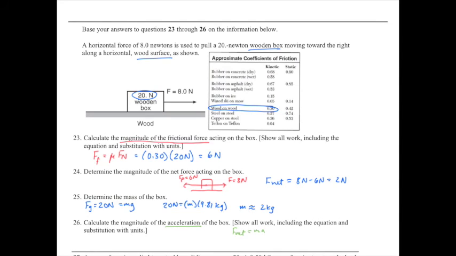Now you carry all this over to find out our acceleration of the box. F net equals ma, 2 newtons is our net force. Our mass is approximately 2 kilograms. We solve for a, and a is approximately 1 meter per second squared. Alright, now the final set.